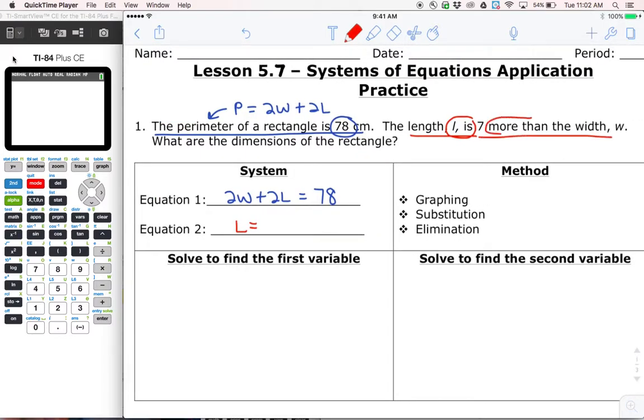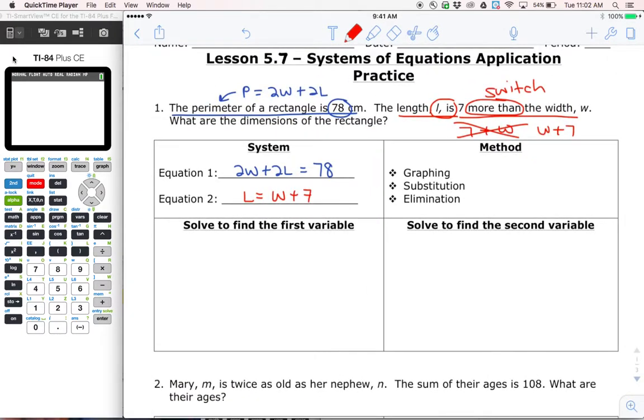Now, you may not remember, it's been a while, this is called a switch phrase. It means that instead of writing 7 plus W, we write W plus 7. In this case it wouldn't have mattered, but if that had said less than, if this had been subtraction, it definitely would have mattered. So just get in that good habit. So I've got my two equations.